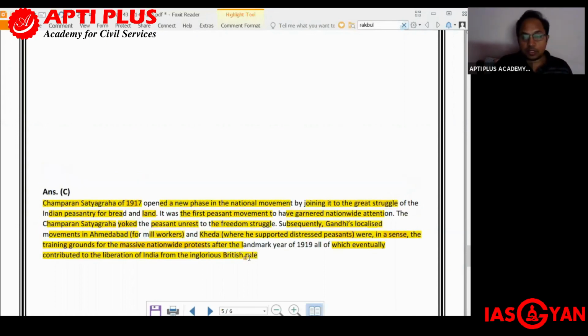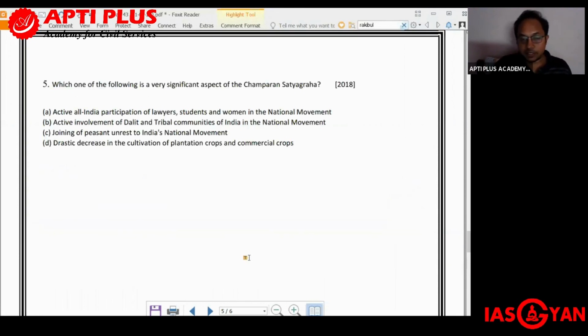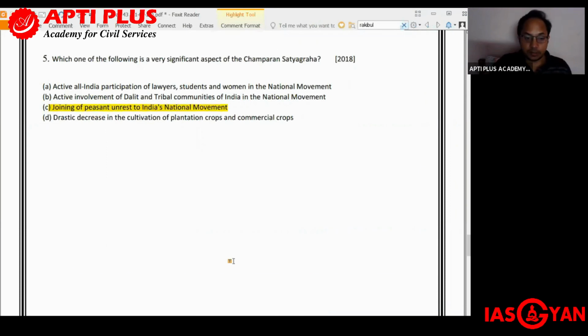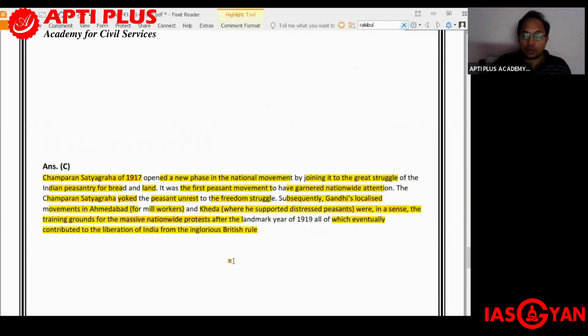So let us quickly go through this Champaran Satyagraha. What is the main importance, the very significant aspect of this particular Satyagraha? The answer is C, that is joining of peasant unrest to India's national movement. And the question is why? The Champaran Satyagraha of 1917 opened a new phase in the national movement by joining it to the great struggle of the Indian peasants for bread and for land.